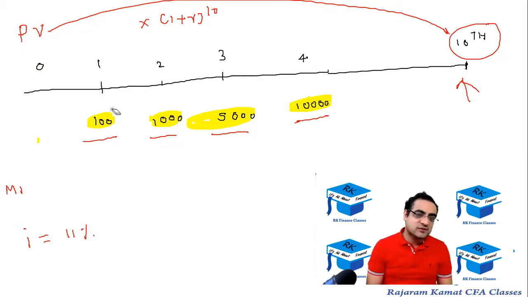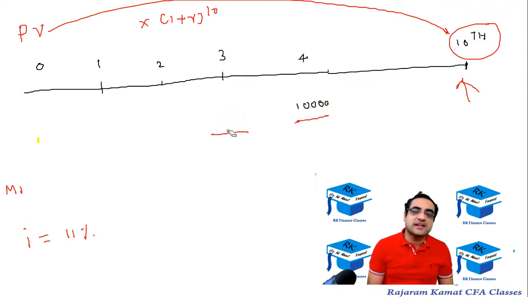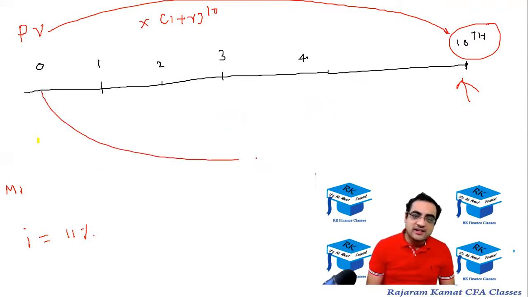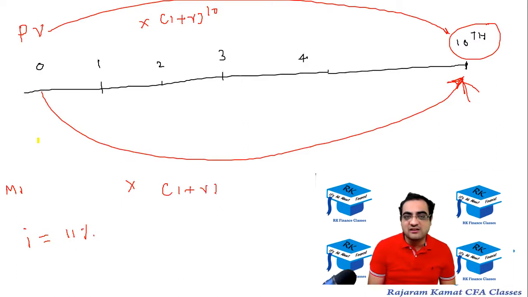Okay, so all these cash flows are being taken care of. Their present value has been taken care of in memory number 1. And now from here, I want to take it to year 10. So for that, I will do into 1 plus R raised to 10. And the R is 11%.